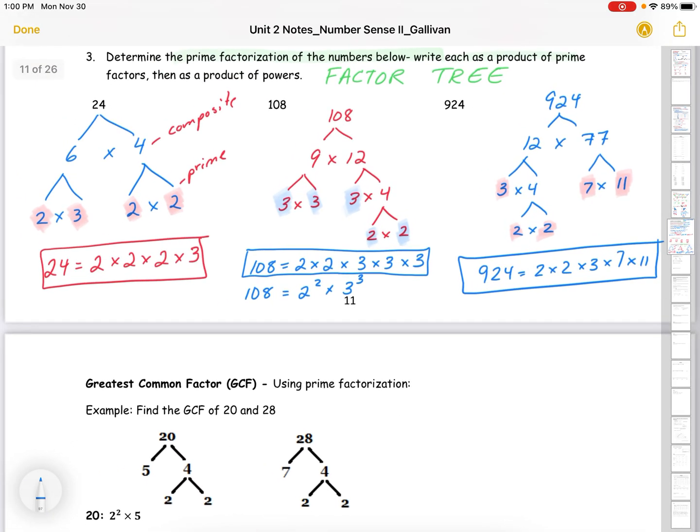Factor trees are very convenient. They map it all out. Once you hit the prime numbers, you say, okay, that branch is finished. So find a way to circle it or highlight it. However, it's going to help you know that you're done.